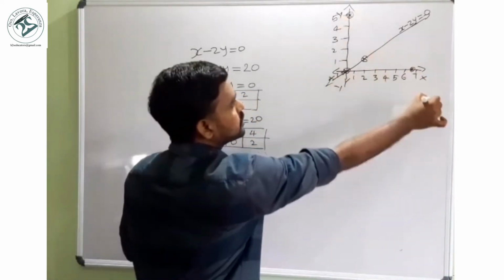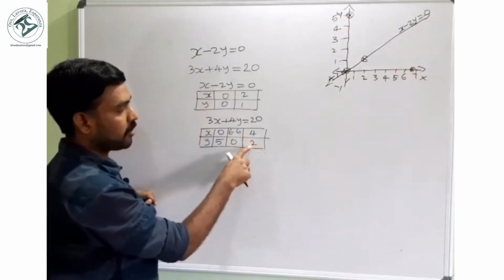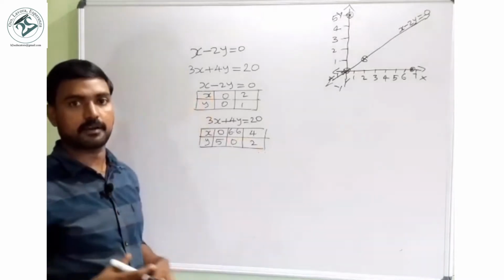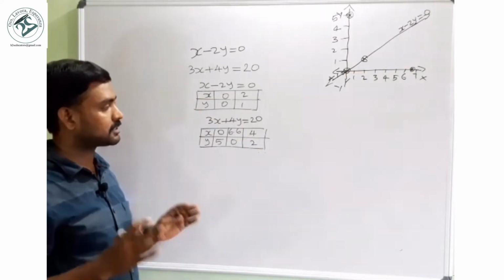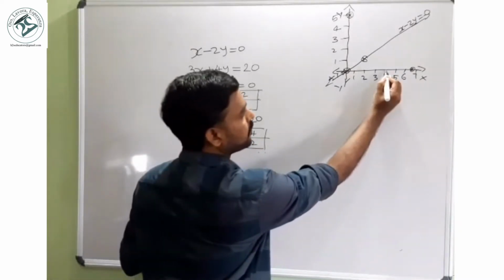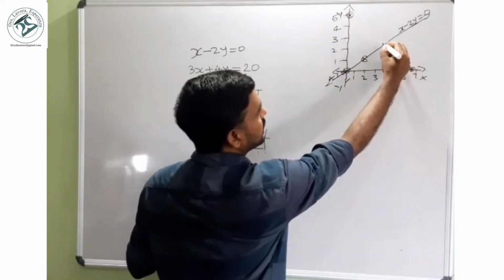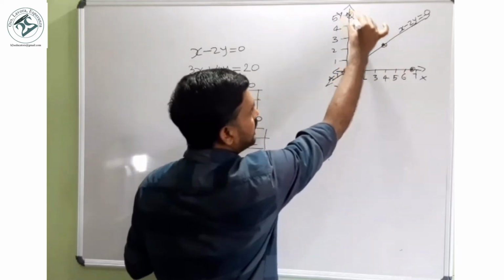Just to join these two, one more value is there, 4, 2. It is not required. Any 2 values are enough to draw the graph. If it is 3, it is good. So 4, 2. Here is 4, here is 2. So the point corresponding to 4, 2 will be here. So we can join this.